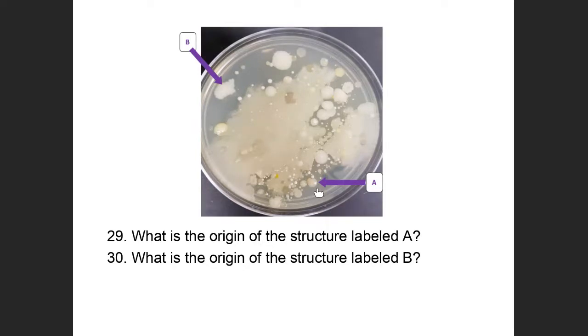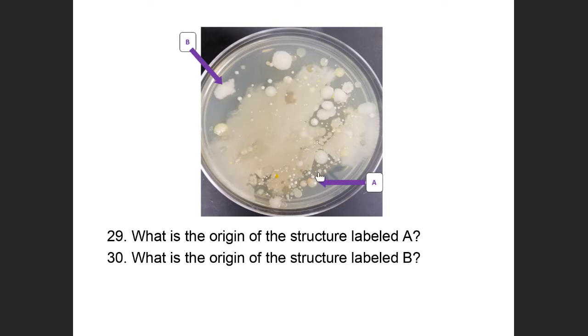So if you come here and look at A, you can see that it's glistening, right? It's kind of tannish in color. It looks a little bit like it's mucoid. So the answer to this would be it originates from water, right? So what's the origin of the structure labeled B? You come back over to B and you see that it's rough, it's fairly large. And so therefore, this is originating from soil, right?